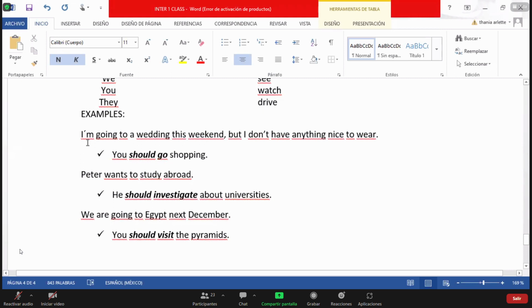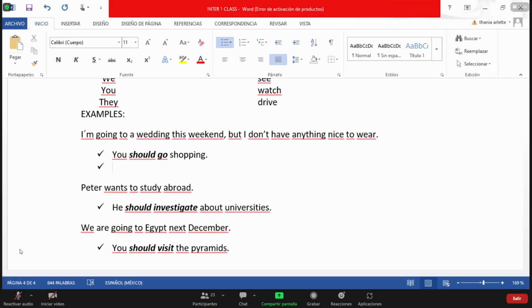Remember, don't copy. I'm going to give you some time to do it. So I'm going to a wedding this weekend, but I don't have anything nice to wear. You should go shopping. And the negative can be you shouldn't refuse the invitation. Yes, because this is a wedding. This is an important event. And if it is one of your best friends, well, don't miss the party. It is not a good idea to refuse the invitation.